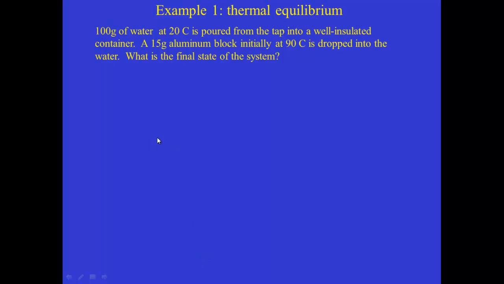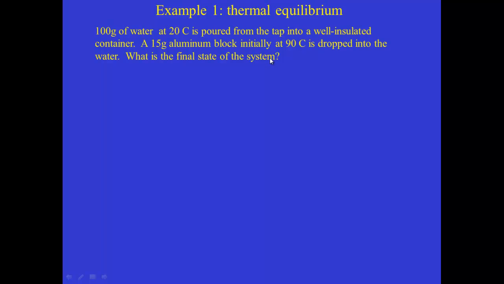Here's an example. We won't work out the numerical values, but we'll set it up. 100 grams of water at 20 degrees C is poured from the tap into a well-insulated container. Well-insulated means that no heat can get in or out of that container from the outside. So it's just the water in the container. A 15-gram aluminum block initially at 90 degrees C is dropped into the water. What's the final state of the system?